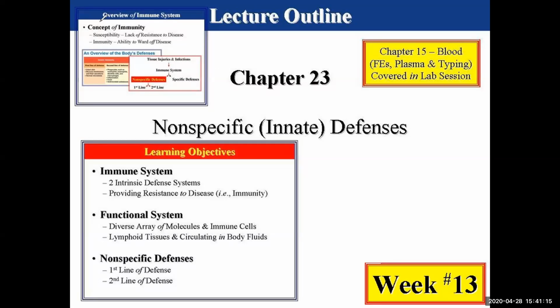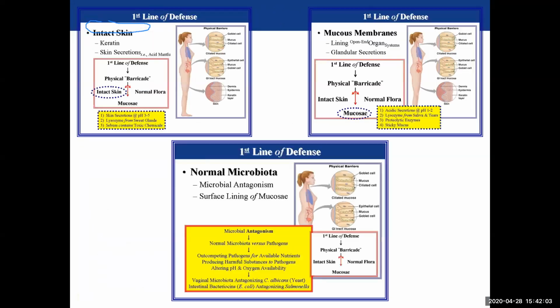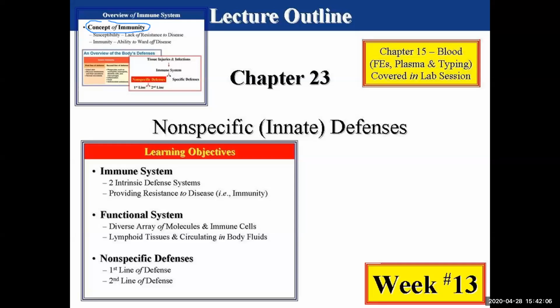So let me begin by defining some concepts of immunity. For example, if you are susceptible, it means that you lack resistance to a disease, meaning you don't have immunity. You are prone to become sick. So that's why we call being susceptible a lack of resistance to disease. The opposite end of the spectrum is the ability to fight off an infection. We call that immunity.